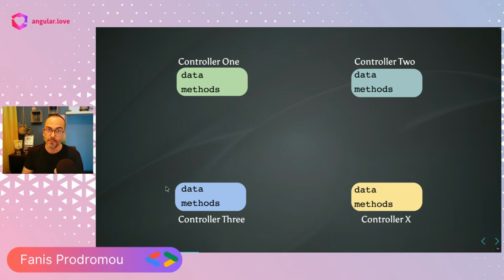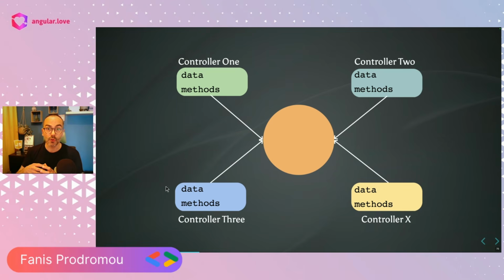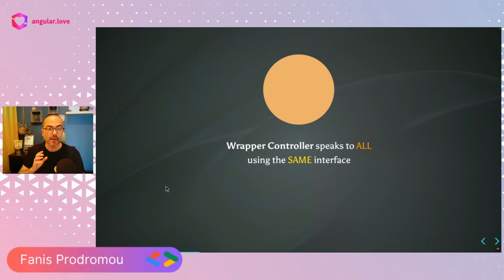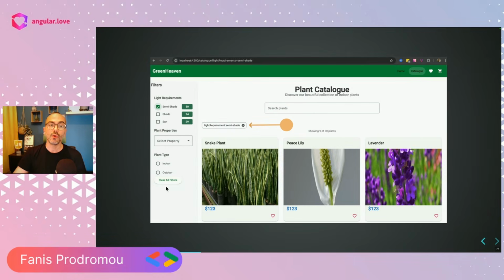So what we can do is to introduce one more controller here, which is our wrapper controller that can accumulate the data from every individual controller. And the wrapper here is very useful because it speaks to all using the exact same interface. So currently we had only 3 controllers. Now we are introducing a fourth one, a fourth function. And where are we going to use this kind of function? We will use that for our nice pills, and we will use that also for this kind of button.